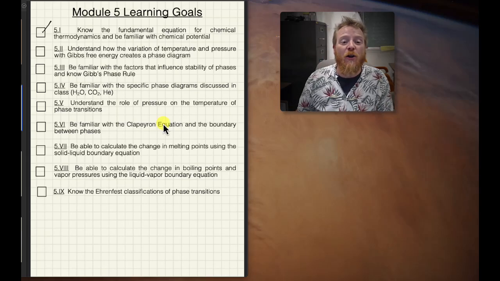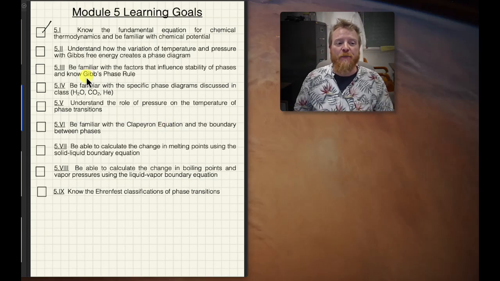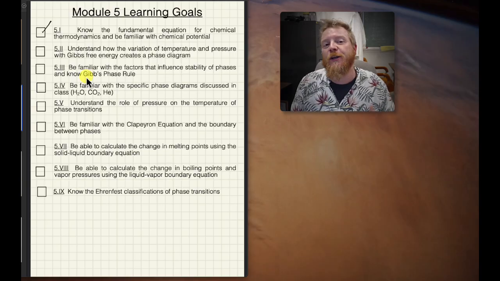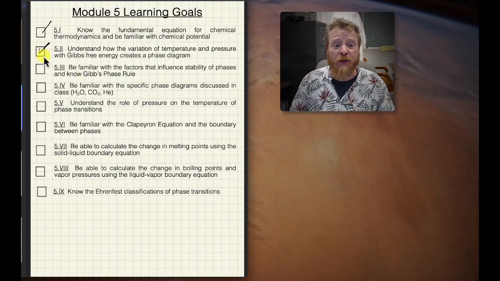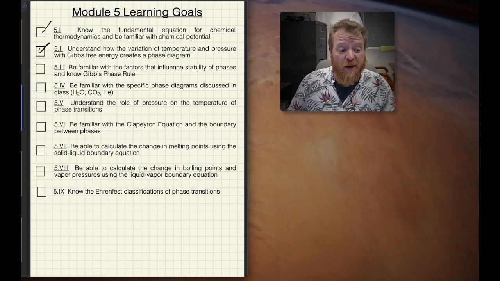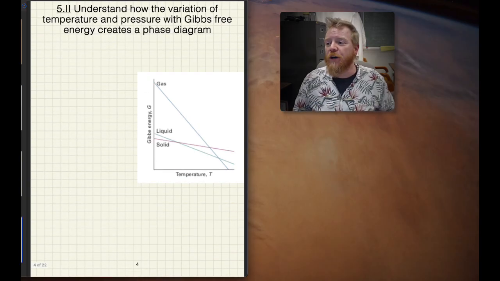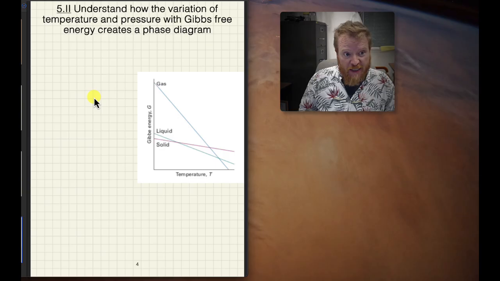Okay, continuing along. So we're going to take this idea of Gibbs free energy or the chemical potential and look at how its variation with temperature and pressure creates a phase diagram. So we're going to look at one section at a time.